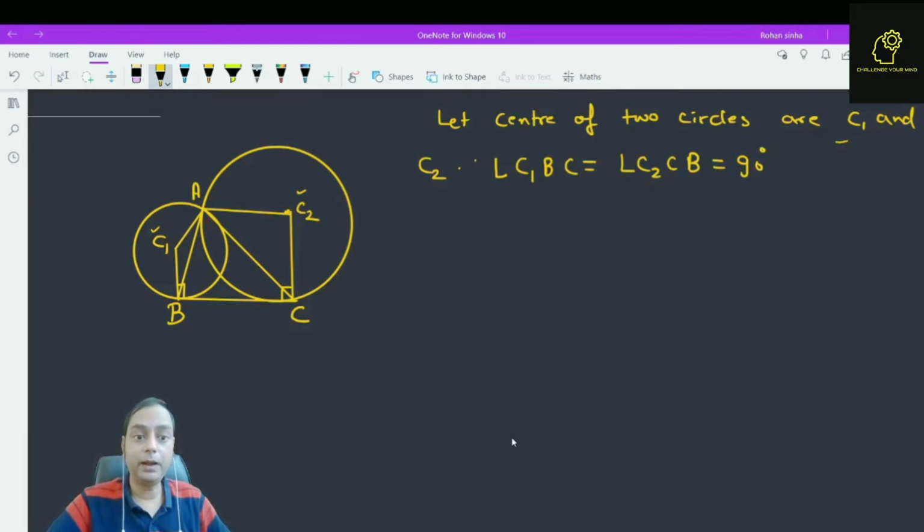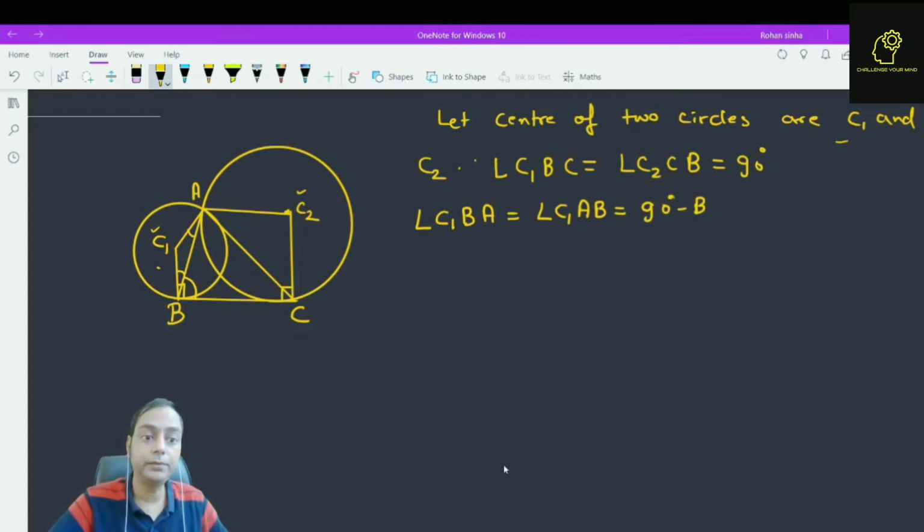Now, what about angle C1BA? This is the same as angle C1AB. This angle is equal to 90 degrees minus B, and this is the same as 90 degrees minus B. Why are the two angles equal? Because C1B is equal to C1A, and this is equal to R1.